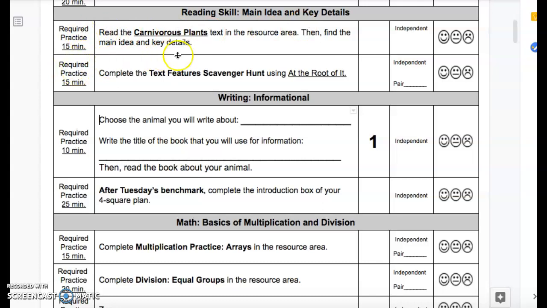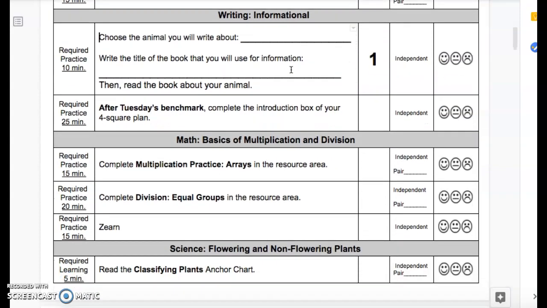So it does not matter which one of these you do first. That is up to you in this section. You are going to complete the text features scavenger hunt using the book that we're using in benchmarks called At the Root of It.